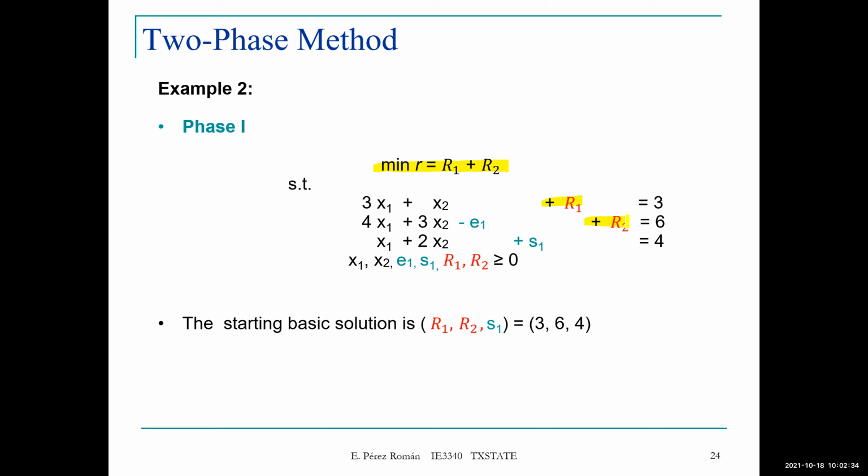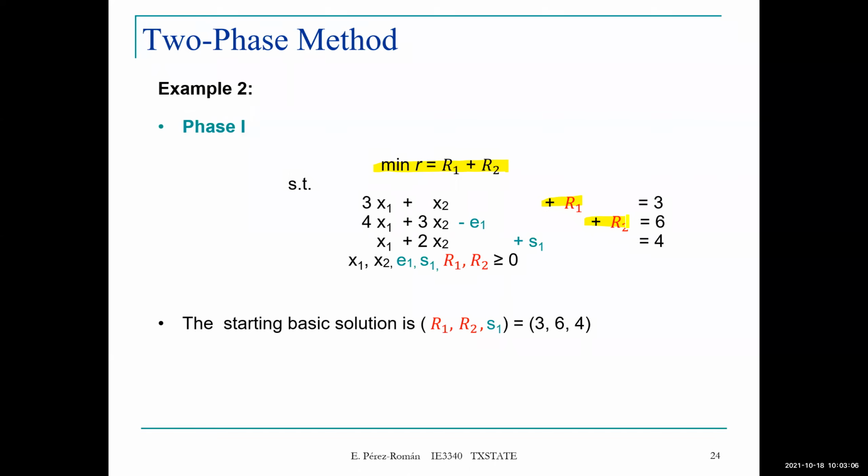So that minimization of R depends on the number of artificial variables that you have in your problem. In this case, we have only 2: R1 for the first constraint, R2 for the second constraint. So that's why our objective function is the minimization of R1 plus R2. Again, if we only had one artificial variable, we would be minimizing only that artificial variable. In this case, we have two, so we are minimizing the summation of those two.